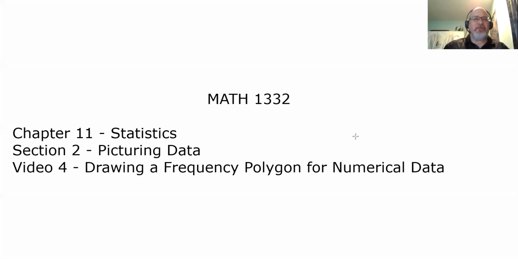Math 1332, Chapter 11, Statistics, Section 2, Picturing Data, Video 4, Drawing a Frequency Polygon for Numerical Data. This is the last video in the section and hence the last picture that we'll be drawing for data. A frequency polygon for numerical data is, in my opinion, a continuation of the histogram for numerical data. You'll see what I mean in just a moment.